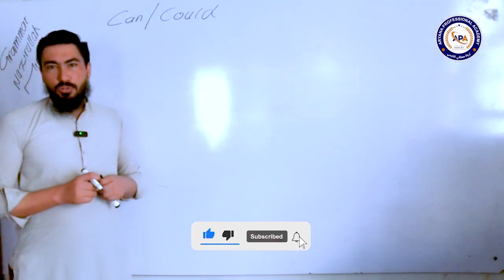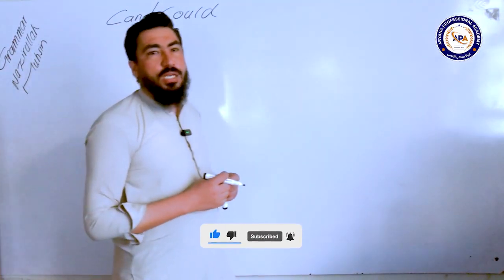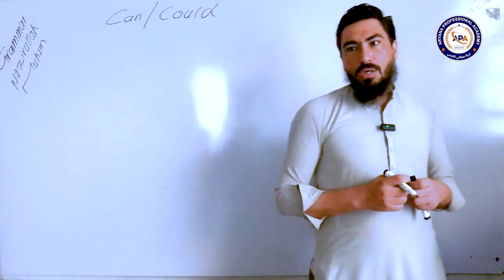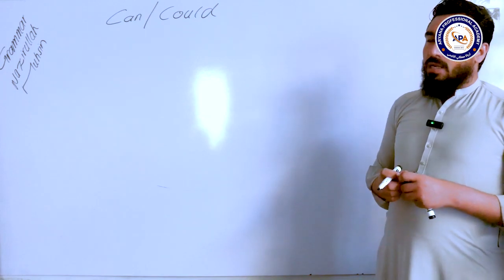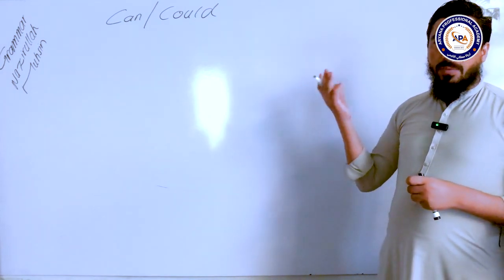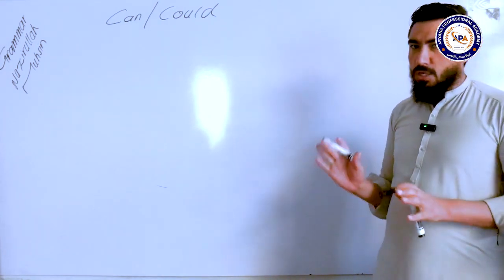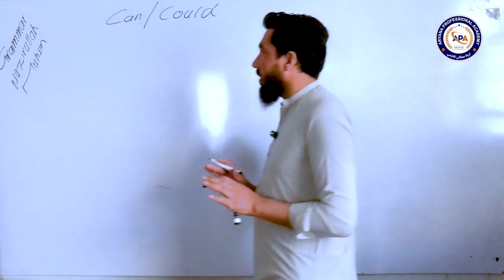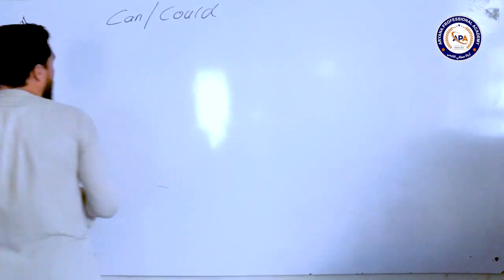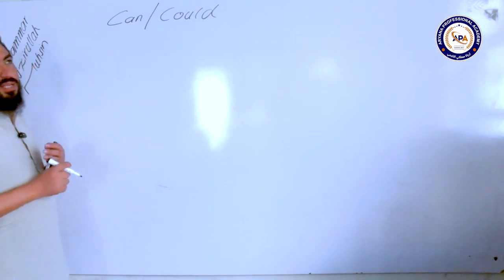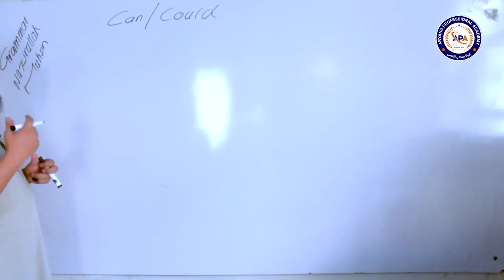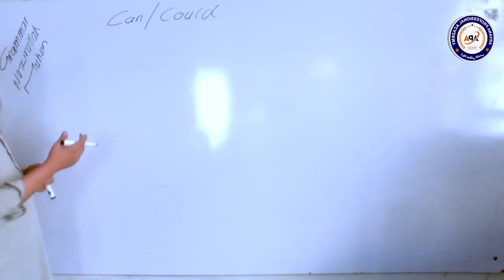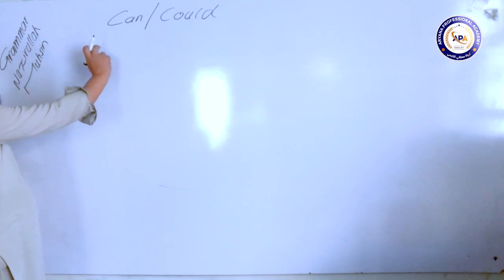Okay, can and could. I'm not going to write the definition again for every modal. Like, can is a modal auxiliary verb, could is a modal auxiliary verb. You already know them because we studied them yesterday. We're just going to write the usages of them, what we use them for. So first, can.